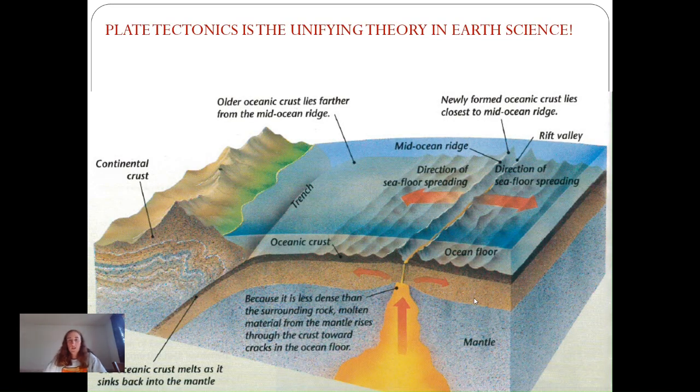So just to summarize everything, here's a good slide for you. This shows you divergent boundaries, mid-ocean ridges, where that material comes from. And then this shows you convergent boundaries. So you have a trench here. It shows you how a trench happens and then what happens in a trench.